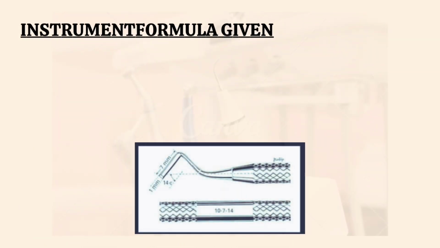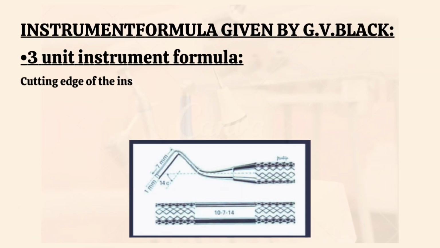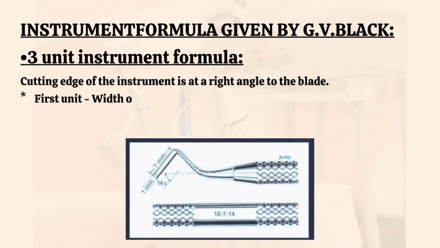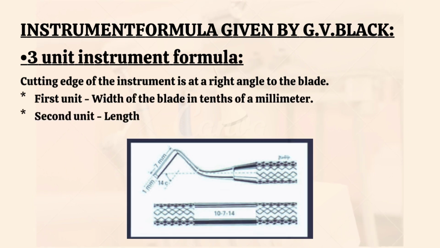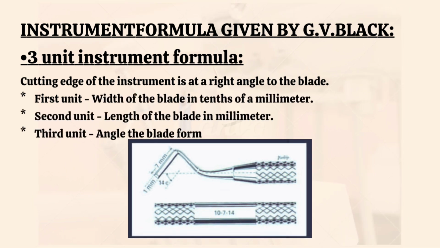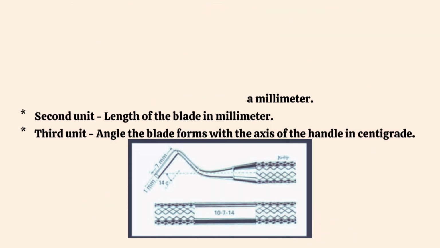Instrument formula given by G.V. Black. 3-unit instrument formula: the cutting edge of the instrument is at a right angle to the blade. First unit, width of the blade in tenths of a millimeter. Second unit, length of the blade in millimeters. Third unit, angle the blade forms with the axis of the handle in centigrade.